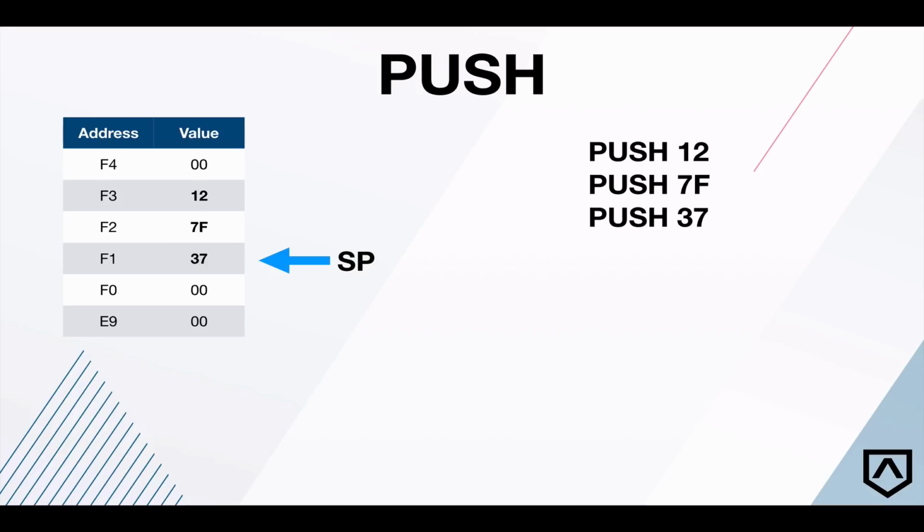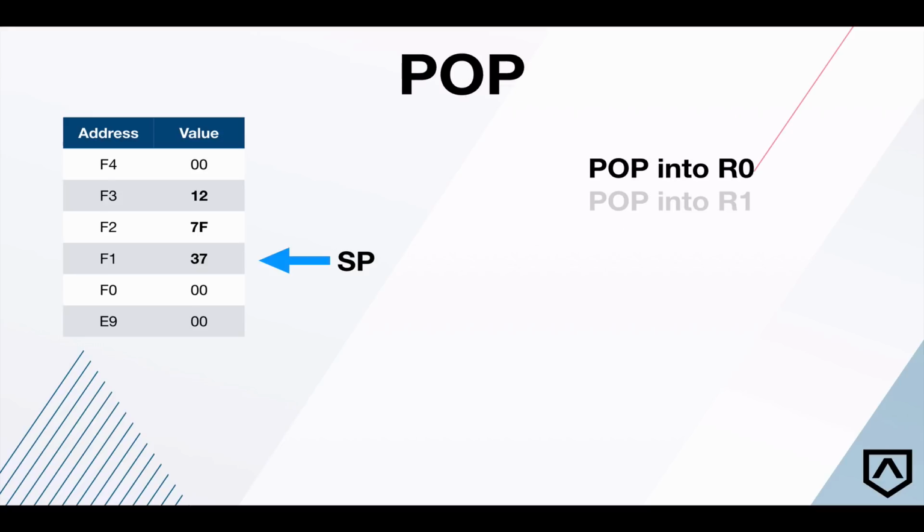Let's take a look at the opposite, pop. Now, when we pop a value, we need to store it somewhere. There's no point in popping it and just throwing it away typically. So what we're going to do in this example is pop into registers. So we have 2 arbitrarily chosen registers here, register 0 and register 1. So I'm going to do a pop instruction. I want to store the result of what's at the top of the stack in register 0.